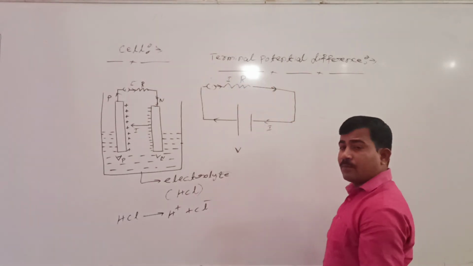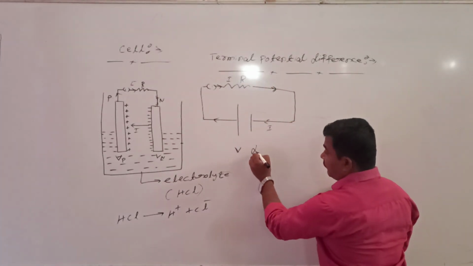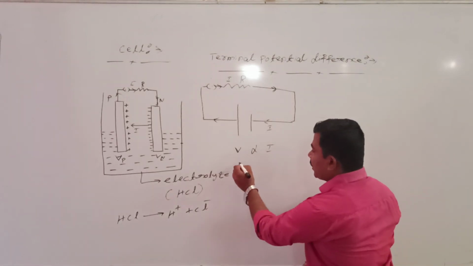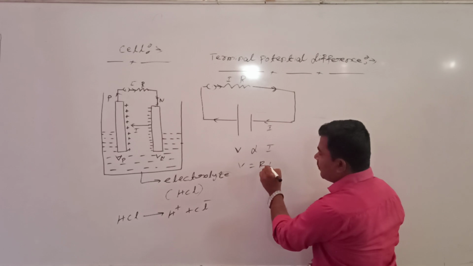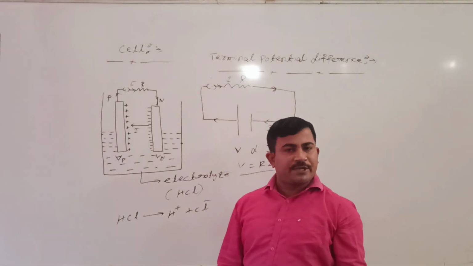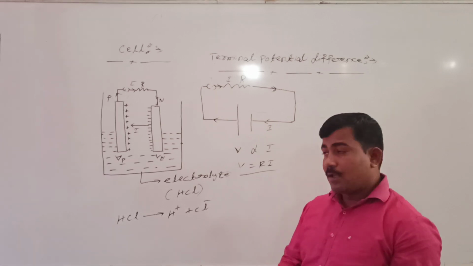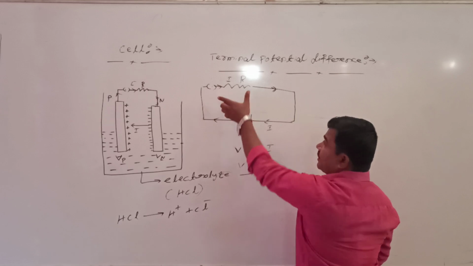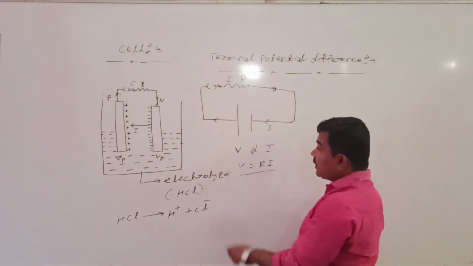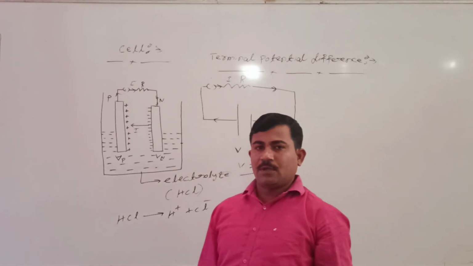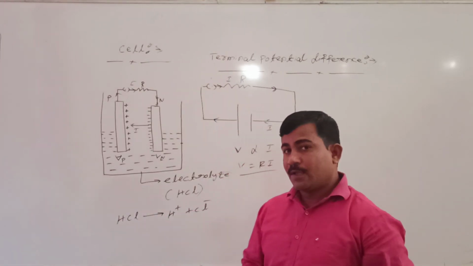Because according to Ohm's law, what we know is that potential difference is directly proportional to current. Potential difference equals some constant times current. That constant we are calling the external resistor here. That's what I am saying: terminal potential difference depends only on the external resistor, not on the nature of the electrode and the concentration of the electrolytic solution. I can say that directly.